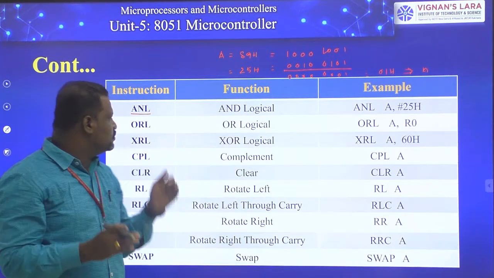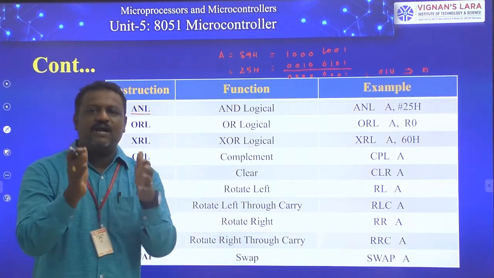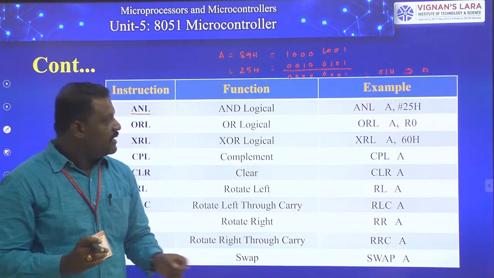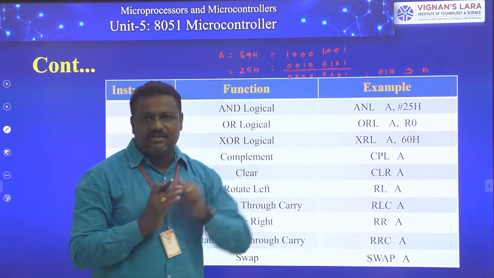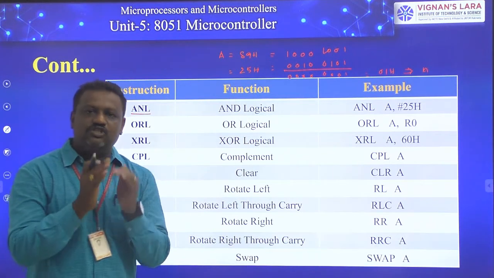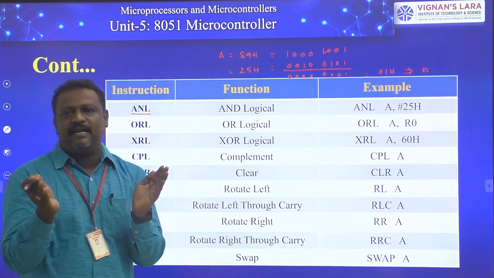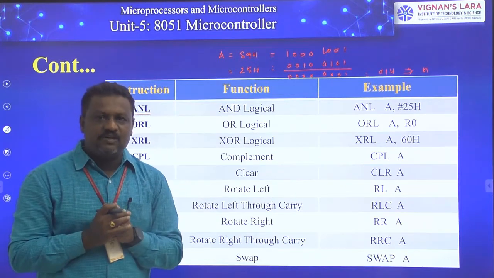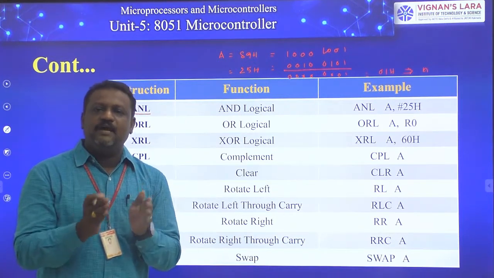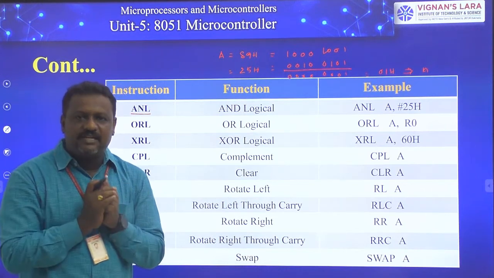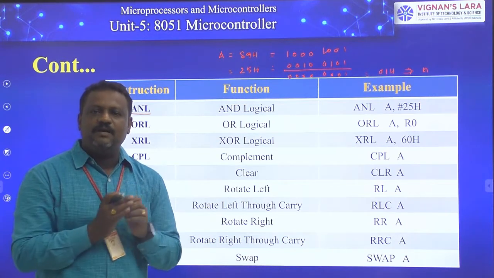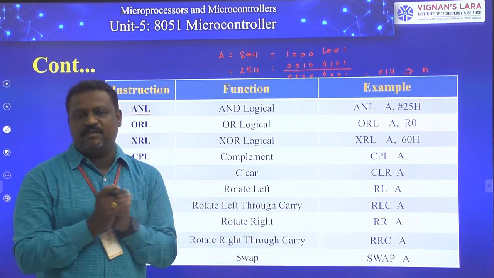Before I shift to the second one, I would like to add one more point here. The operands for this ANL instruction are CPU registers, or one of them may be a CPU register and the other the content of a memory location, or it may be a memory location content and an immediate value, or it may be a CPU register and an immediate value.